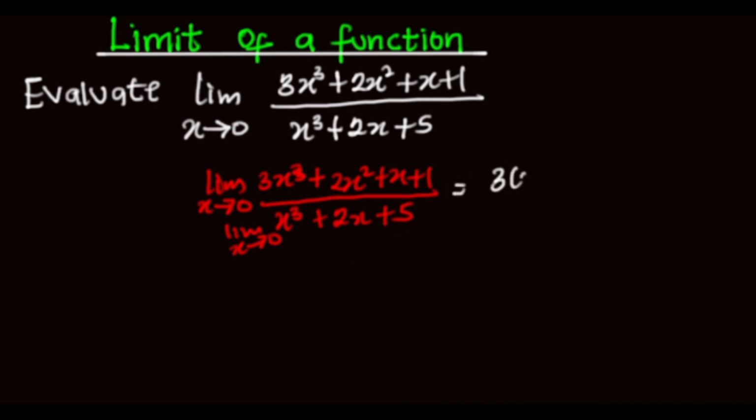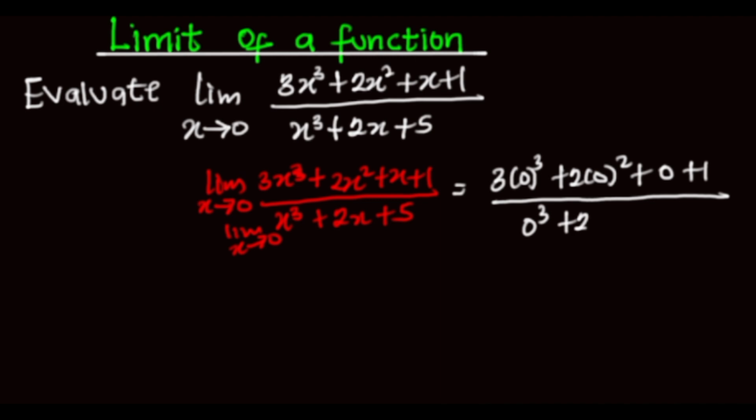I'm going to have 3 into bracket 0 raised to the power of 3, then plus 2 into bracket 0 raised to the power of 2, plus 0, plus 1, divided by 0 raised to the power of 3 plus 2 into bracket 0, plus 5. So at the end of the day, we're going to have the final answer to be 1 divided by 5 using direct substitution.